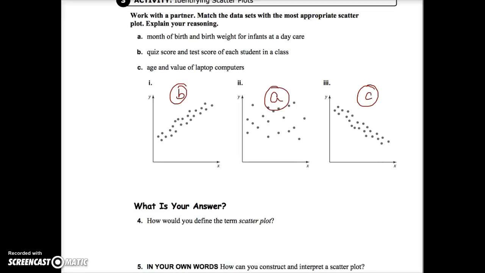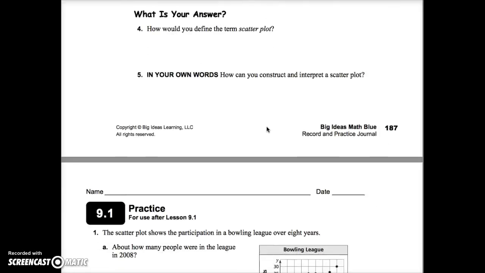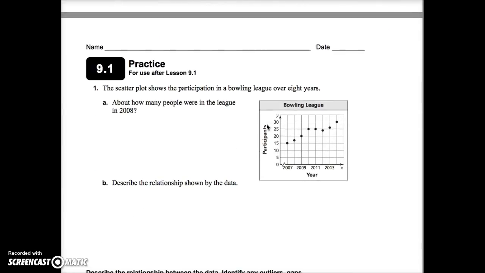So we've looked at scatter plots and how they're kind of just a bunch of dots arranged either in an order or just scattered everywhere. So your assignment with this is going to be over on the next page, page 188, to complete the 9.1 practice.